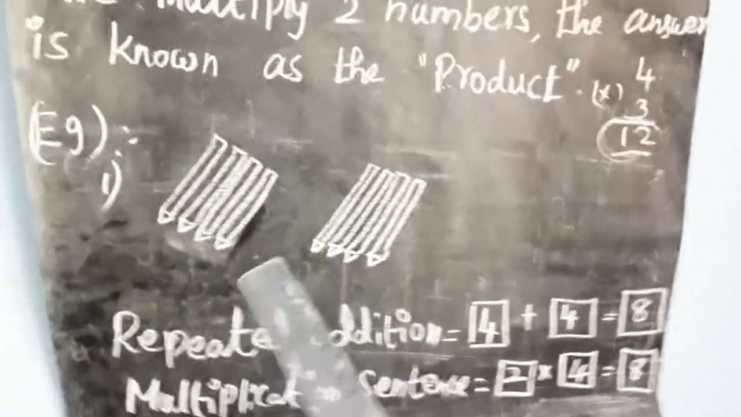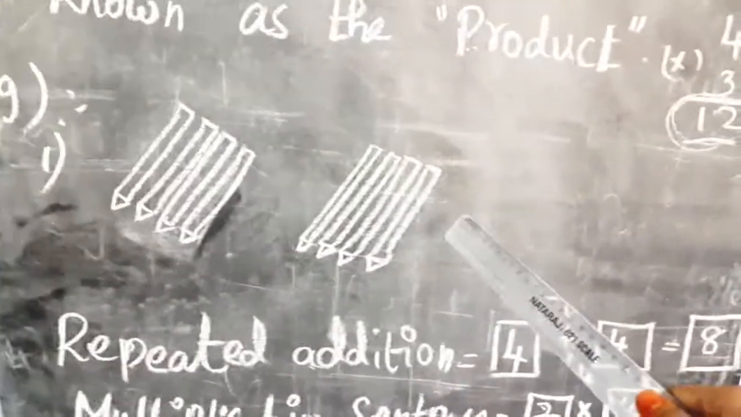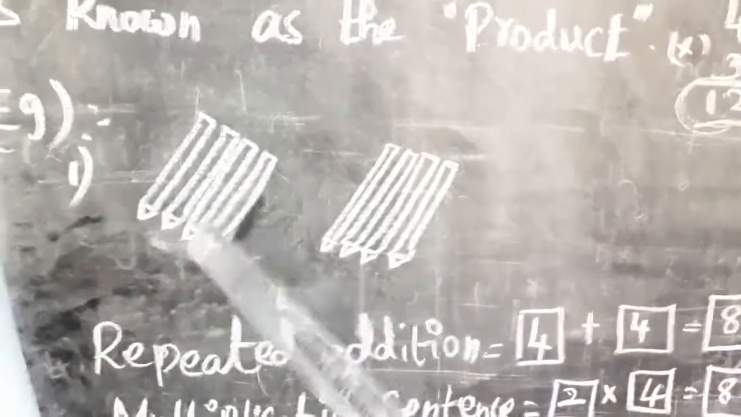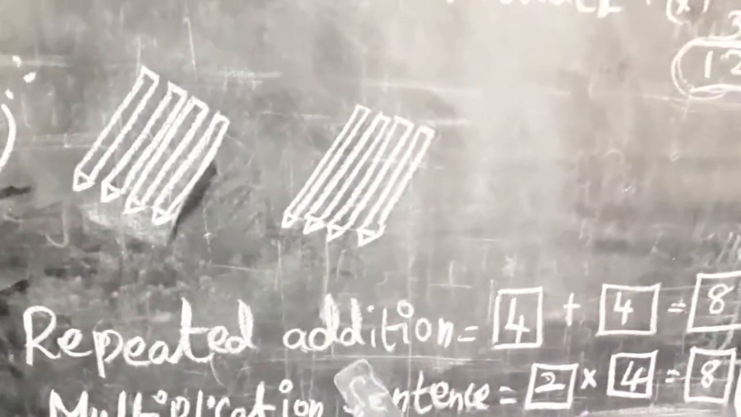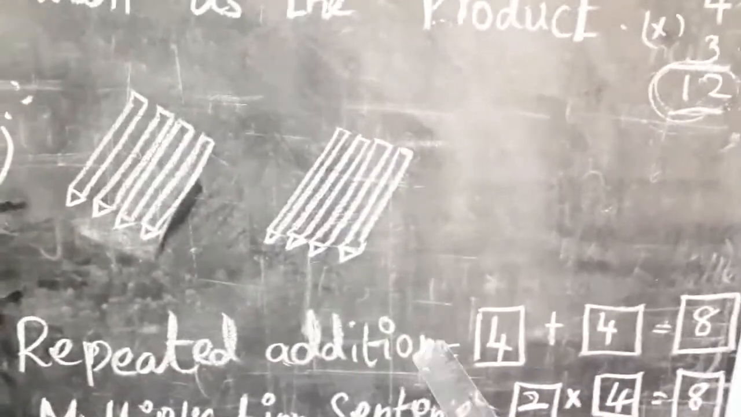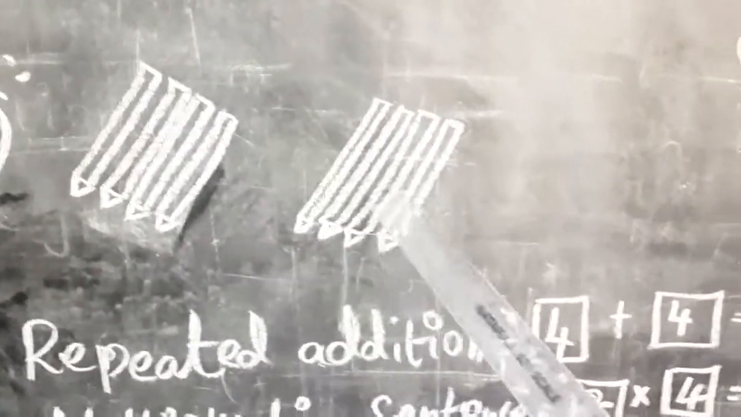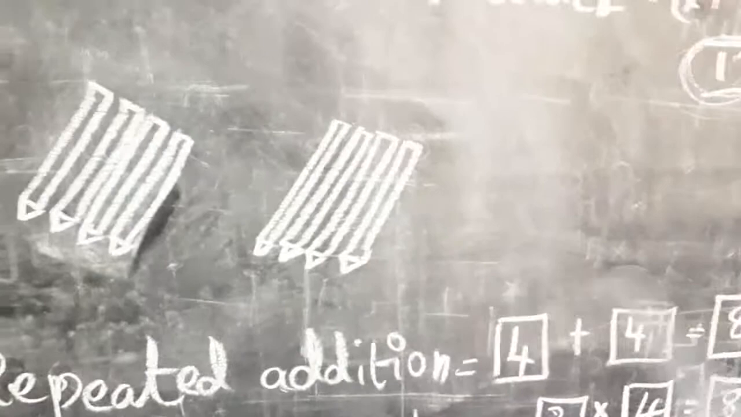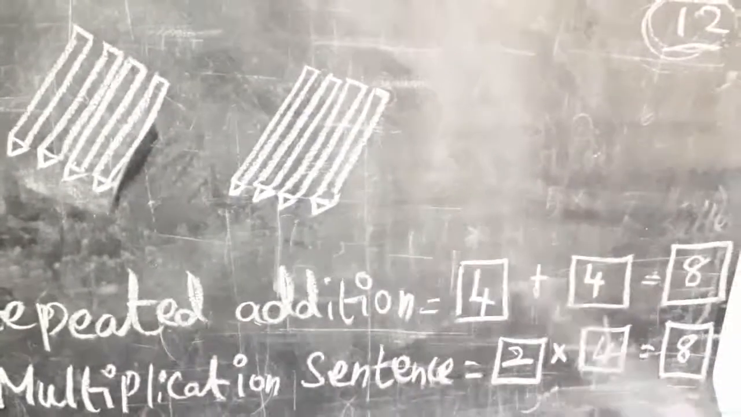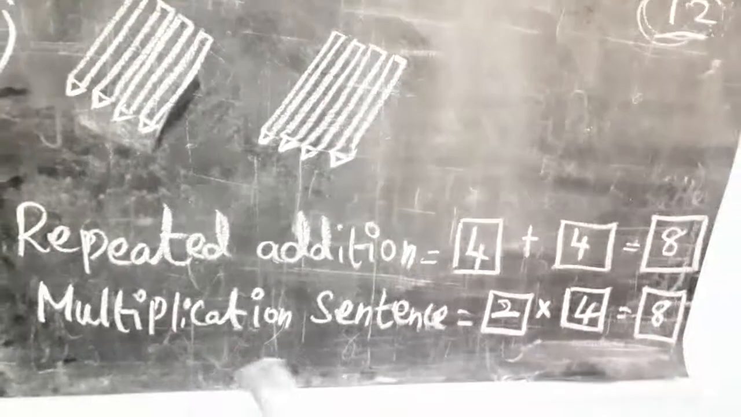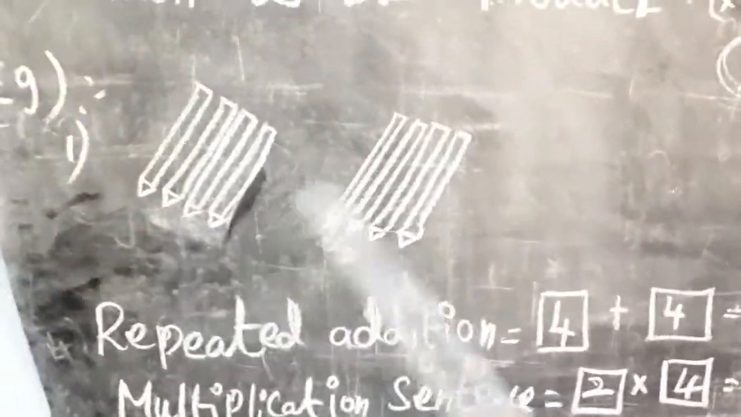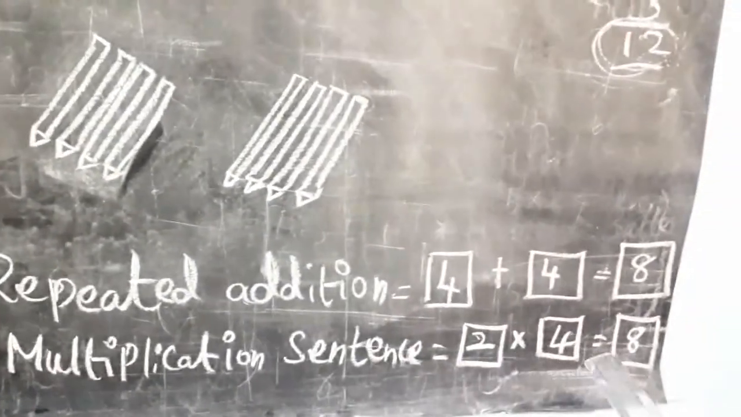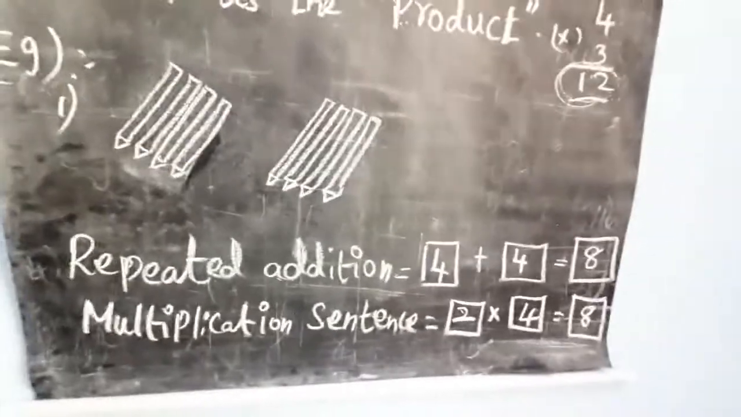Once again, here 4 pencils will be there. Here is one group, here is another group. So 2 groups of pencils will be there. How can I write the repeated addition? Here 4, here also 4. 2 groups, but 4 pencils each. So 4 plus 4, 8. That is a repeated addition. Now we can write a multiplication sentence. 2 groups, 2 into, each group has 4 pencils. So 2 into 4 is equal to 8. That is a multiplication sentence.